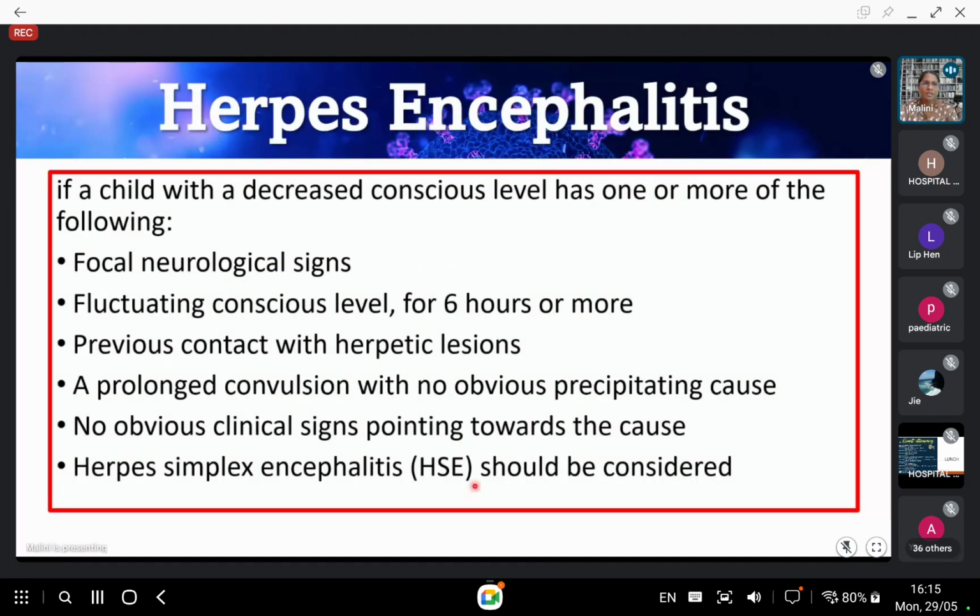So when do we suspect it? If we have focal neurological signs, a fluctuating conscious level, previous contact with herpetic lesions, or prolonged convulsions with no precipitating cause or other cause, we should treat for herpes encephalitis.